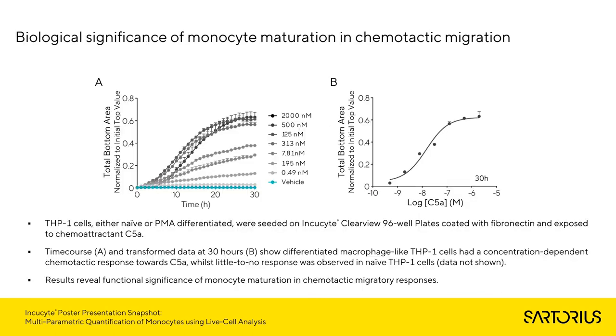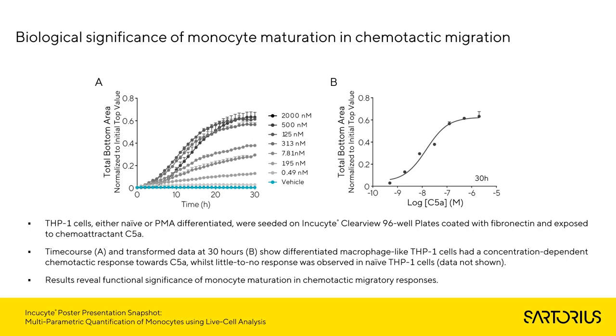Following the differentiation of monocytes, we can then perform functional characterization to assess the biological significance. In this example, we're assessing cell chemotaxis, an essential component for understanding the immune response. THP1 cells, either naive or PMA differentiated, were seeded onto InKsight Clearview 96-well plates, and these were coated with fibronectin. The cells were then exposed to the chemoattractant C5a.